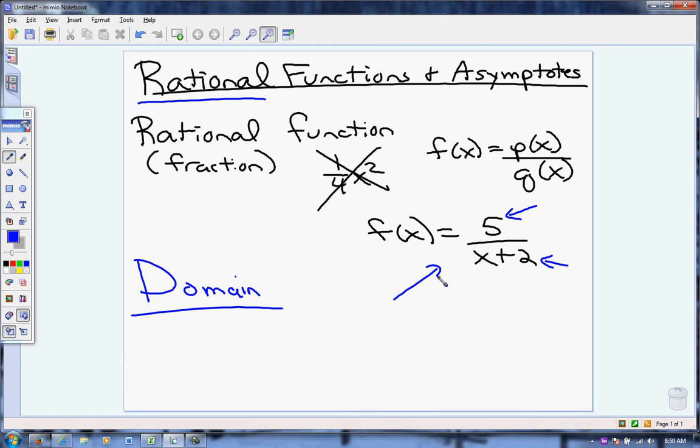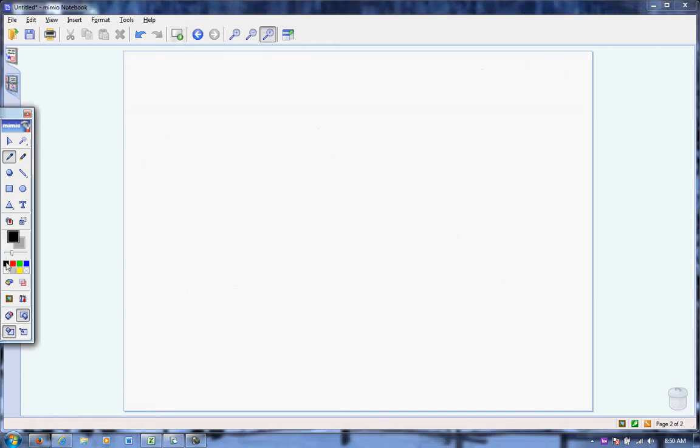If you look at the function I just wrote, what number would not work? -2. If I put a -2 in here, it's going to give me a 0 in the denominator. So I know that x cannot be equal to -2 in the domain. What we also know, and we're going to find out today, is that it is also the location of an asymptote.